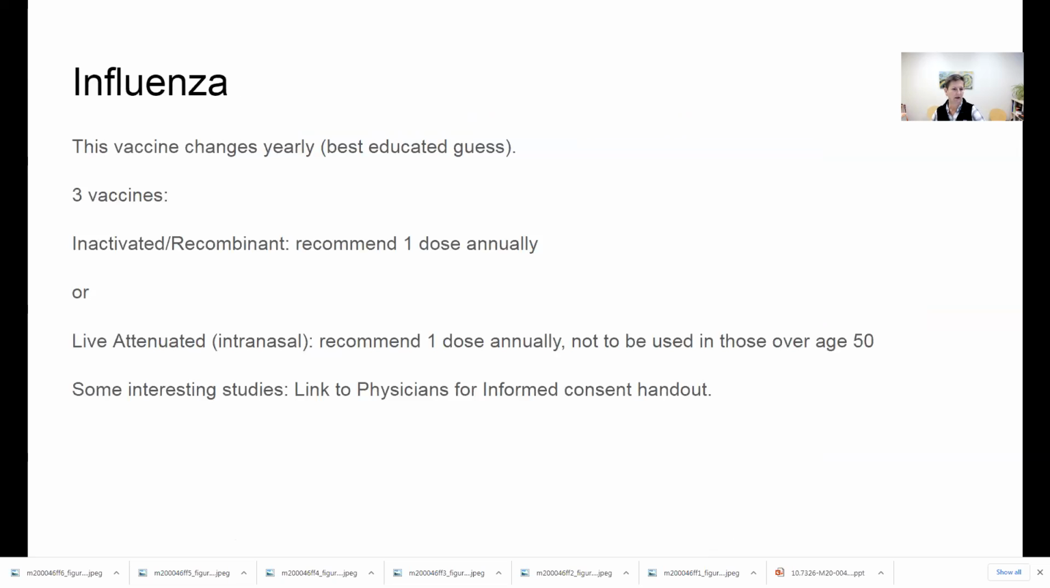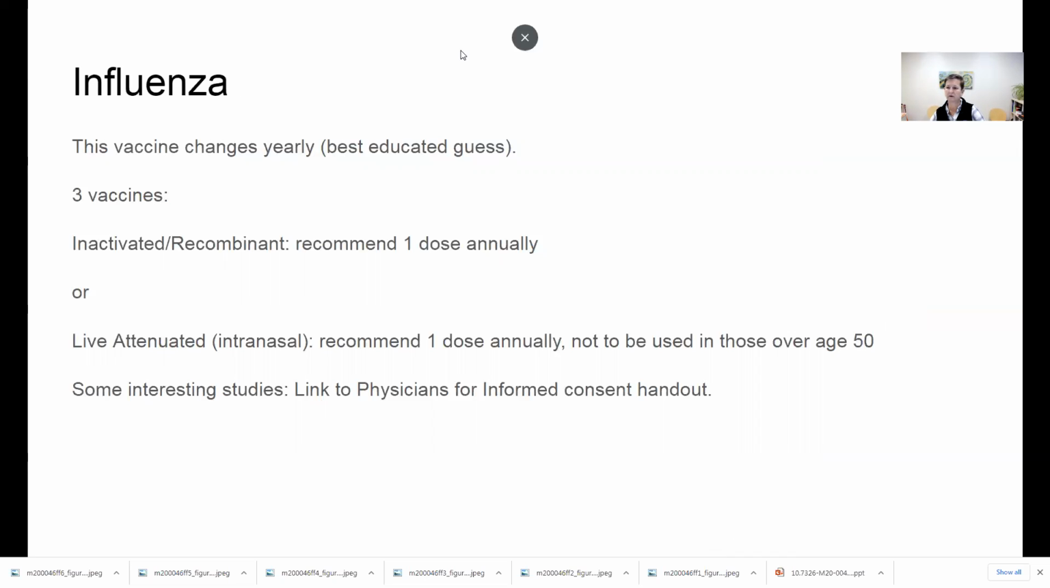Flu vaccine changes yearly, and really it's based on a best educated guess. There are three different vaccines. There's an inactivated, a recombinant, and a live attenuated, which is that intranasal dose. And interestingly, that one shouldn't be used over age 50.